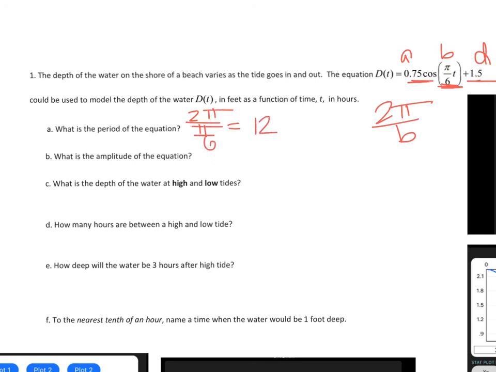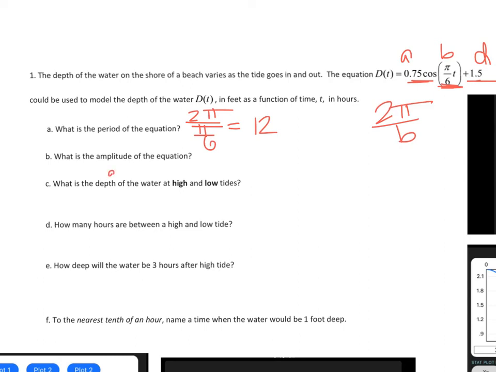The first thing that they ask is they ask you to find your period. So remember, our formula for period is 2 pi over b. This is B and this is D. Remember, B is always next to the X, the A is always in front of the cosine, and then the D is always being added to the end. So if I do 2 pi over 6, I can type that whole thing into my calculator and get 12, which makes sense because every 12 hours you guys should have some sort of tide change.